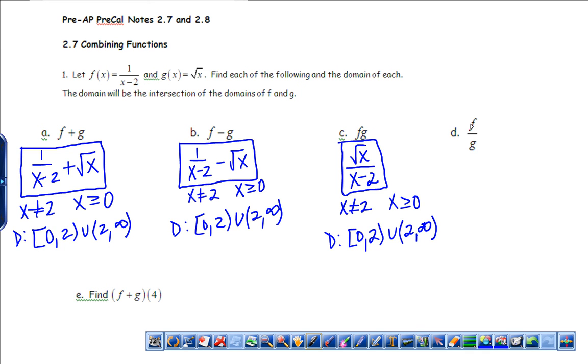All right, when I divide f by g, it looks like I need to leave, change, flip. So I can just multiply by the reciprocal, and I'm going to have 1 over root x times x minus 2. Now because this is on the bottom, x can no longer be equal to 0, so x has to be greater than 0, and x still cannot be 2. So the only thing that's going to change with my domain now is that I can't have a bracket, so it's going to be all parentheses, and that's the only thing that changes with my domain.